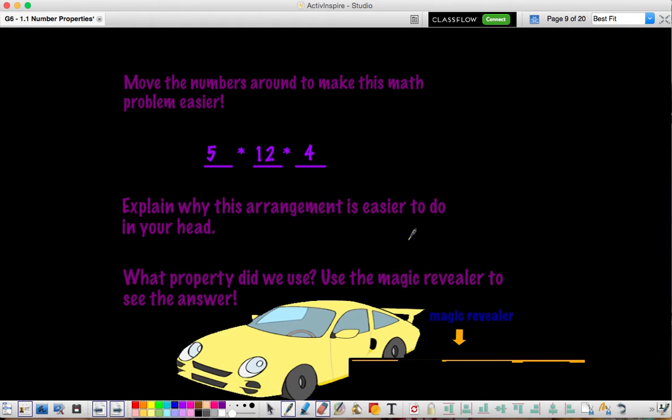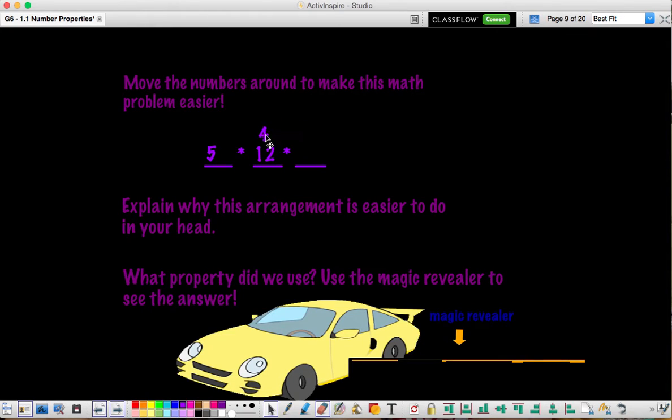Okay, and then just like the other ones, we want to look for numbers that are going to get us to a multiple of 10 easily. So I know I could do 12 times 4, and in my head I know that's 48. And then I might know what 12 times 5 is off the top of my head. Okay, and that would be 60, but sometimes it's a little bit harder for us to do. So let's make it easier.